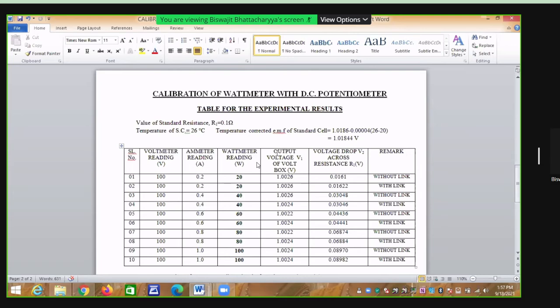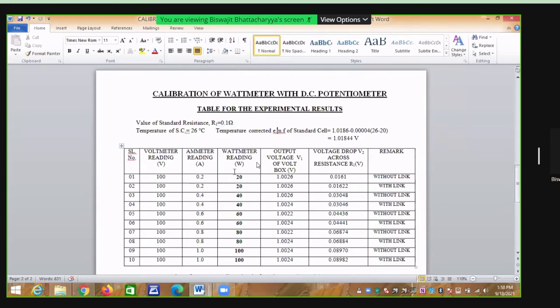Then our output voltage V1 in the potentiometer: the galvanometer shows a null when the potentiometer shows 1.0026 volt. So we multiply it with 100 later to get the actual pressure coil voltage. Then we measure V2, the voltage in the current coil circuit across R1, 0.1 ohm. If we divide it by 0.1, we get the current coil current, and then these two will be multiplied.